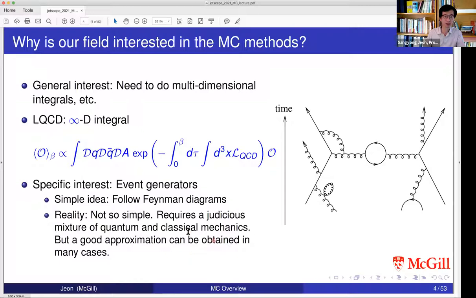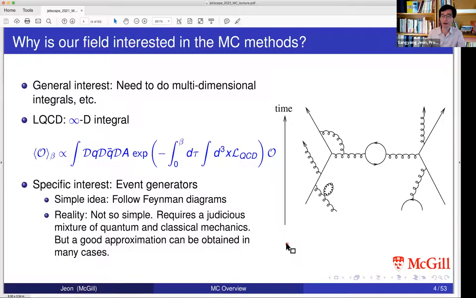Okay, the basic idea is simple. You just follow Feynman diagrams like this. Here's a quark merging with a gluon, becomes an off-shell quark. It radiates another gluon, becomes on-shell, collides with another quark going through, and so on and so forth, following the time. The idea is simple, of course, but the reality is not so simple.